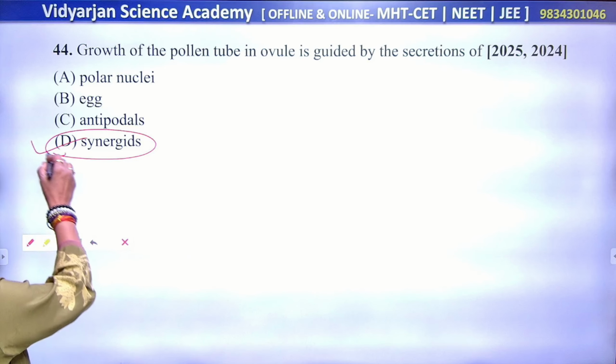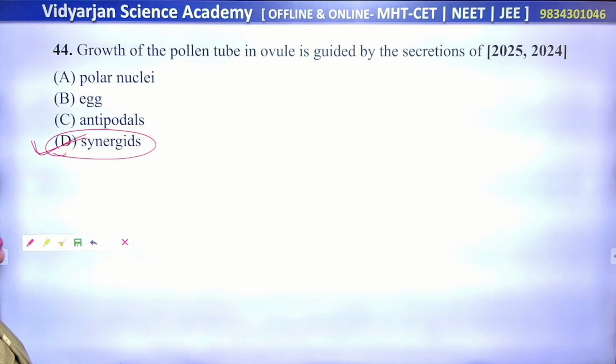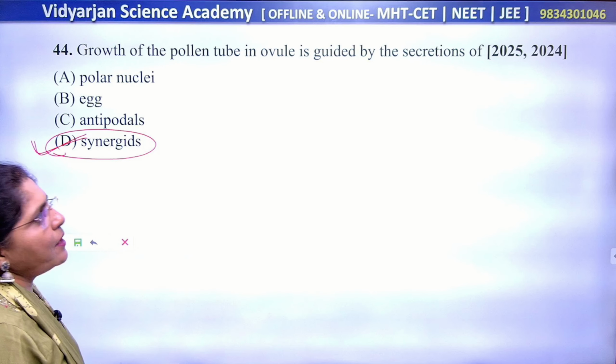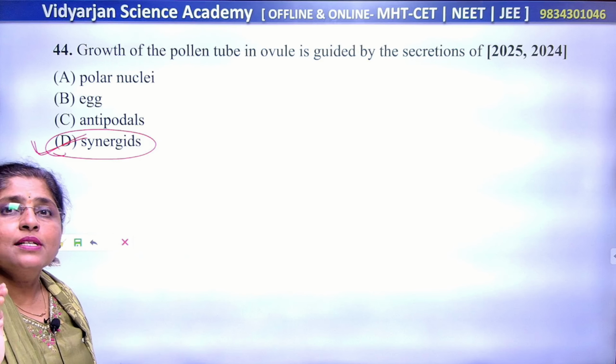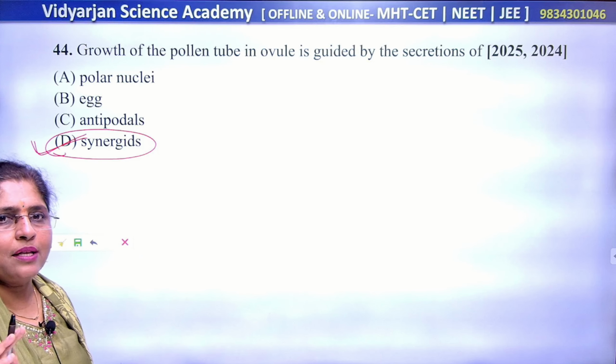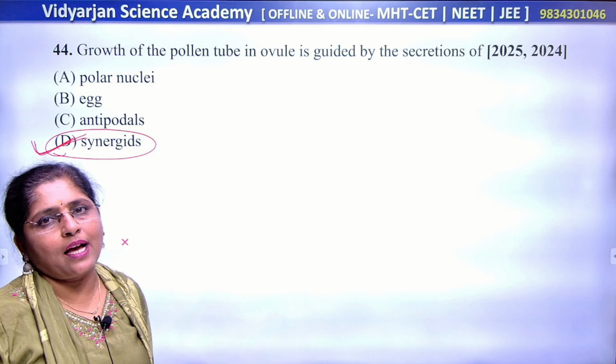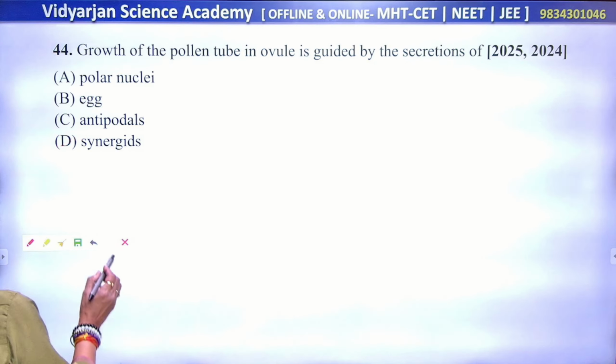So what should be your answer here? Synergids. Growth of the pollen tube in the ovule is guided by the secretions of synergids. Note down the answer. For 44, D is your correct answer. Next.